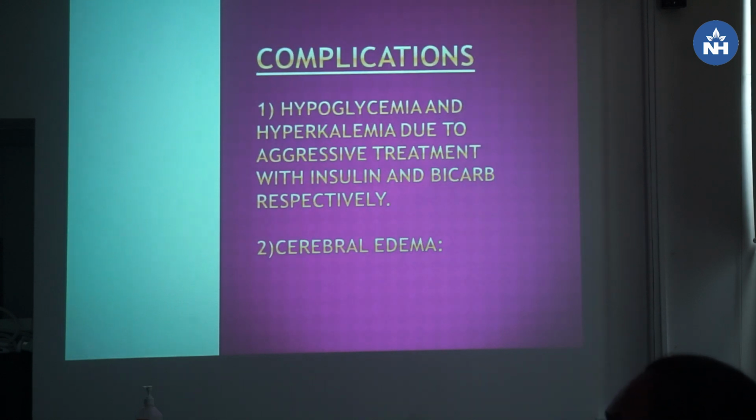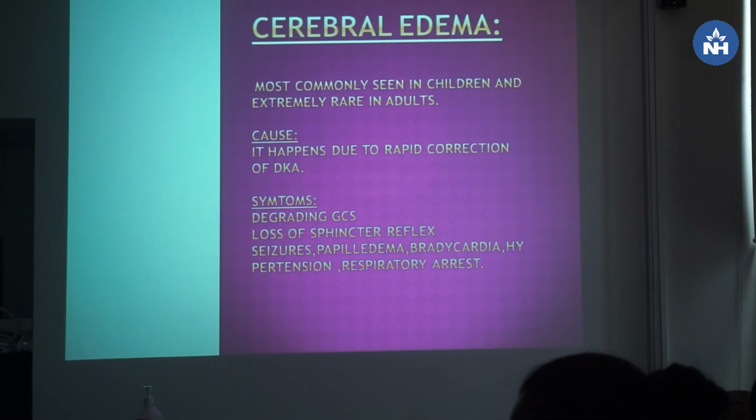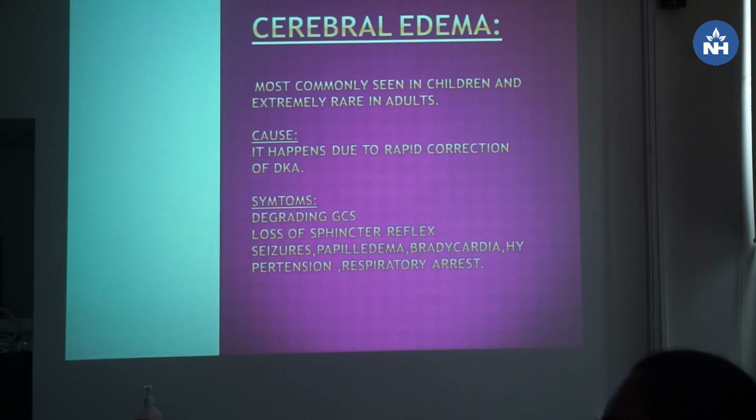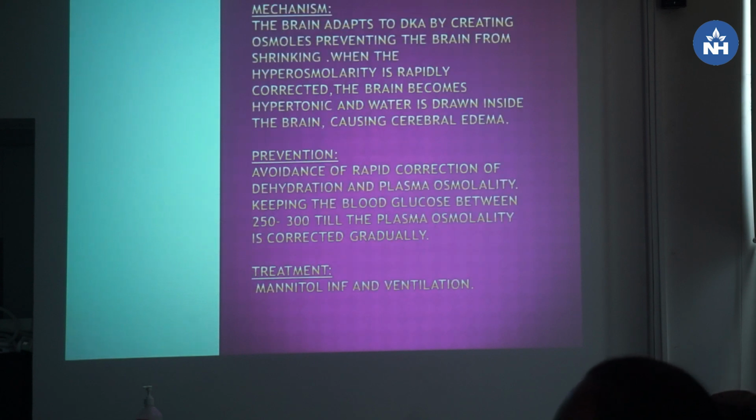Complications. Hypoglycemia and hyperkalemia due to aggressive treatment with insulin and bicarb respectively. Cerebral edema. Cerebral edema is most commonly seen in children and extremely rarely seen in adults. It happens due to rapid correction of DKA. Symptoms are deteriorating GCS, loss of sphincter reflex, seizures, papilledema, bradycardia, hypertension, and respiratory arrest.